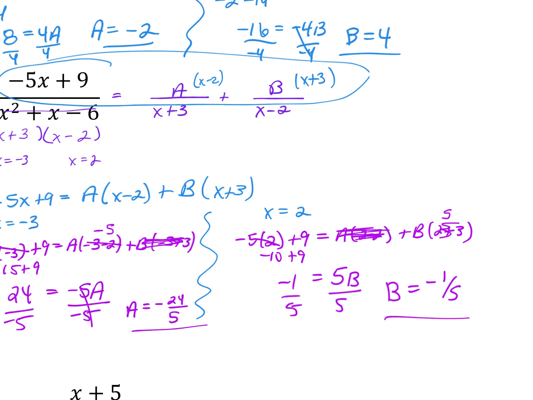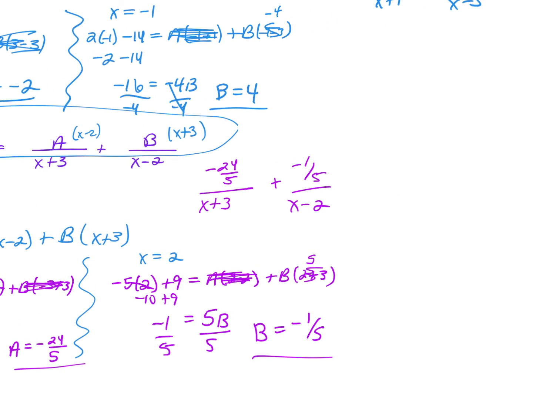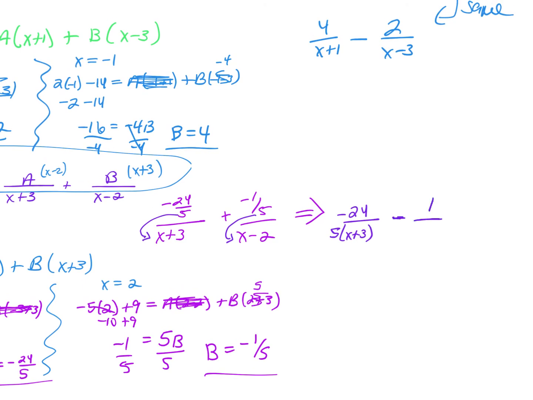So now we go back up to our original. So my a value of negative 24 over 5 goes with x plus 3. And my b value of negative 1/5 goes with x minus 2. Will you see the answer written that way, guys? Probably not. Take your denominators and put them downstairs. So this is the same as negative 24 over 5 times x plus 3 minus 1 over 5 times x minus 2.